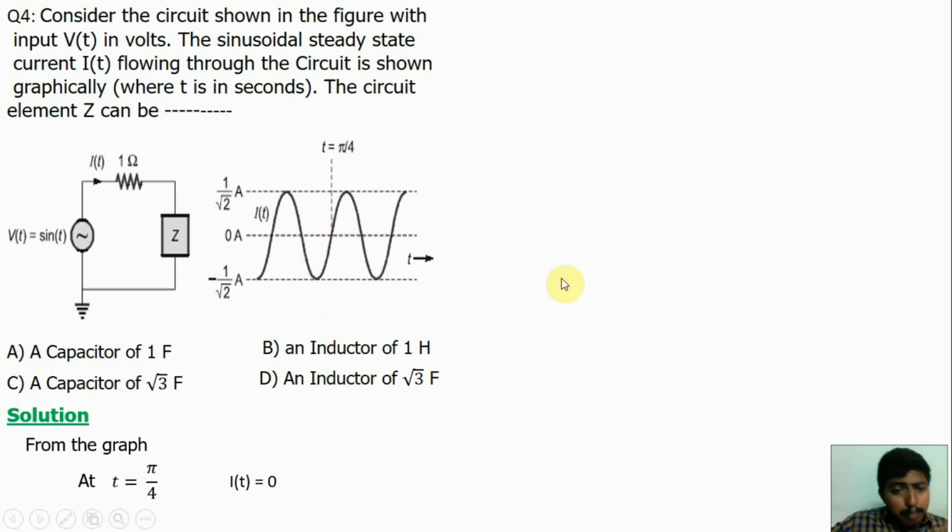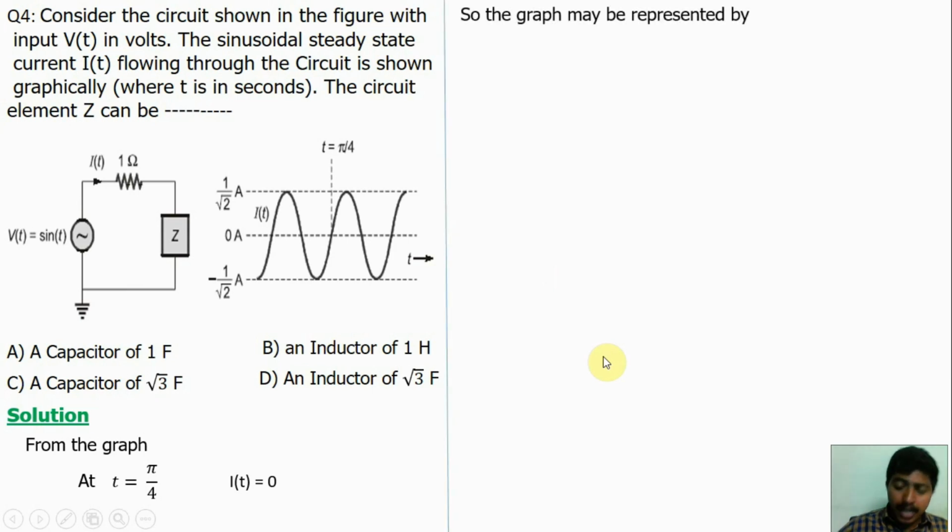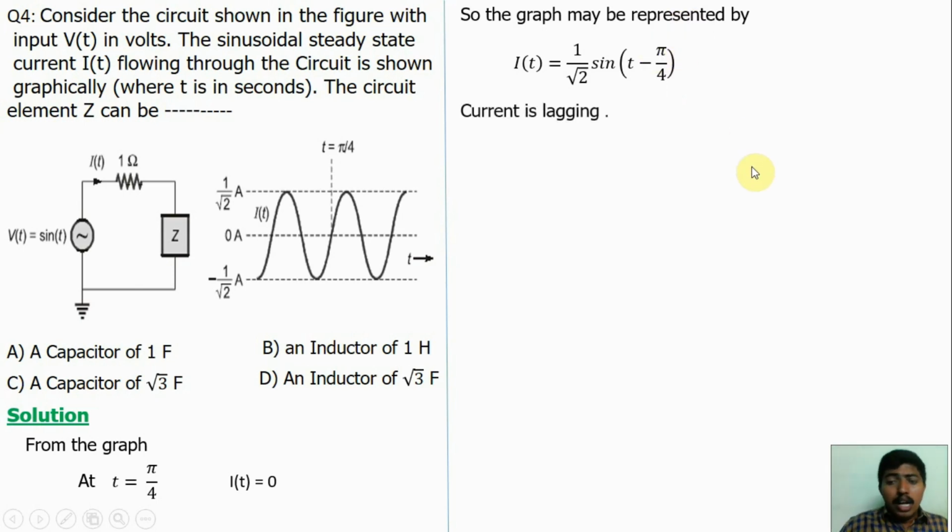So we may represent this current equation as i(t) is equal to, here the maximum magnitude Im is equal to 1 by root 2, so 1 by root 2 sin(t minus 5π/4), because at t is equal to 5π/4 the value will be 0. When we substitute t is equal to 5π/4, we get sin 0, which is 0. Is it lagging or leading? It is lagging, yes, minus. So the current is lagging.